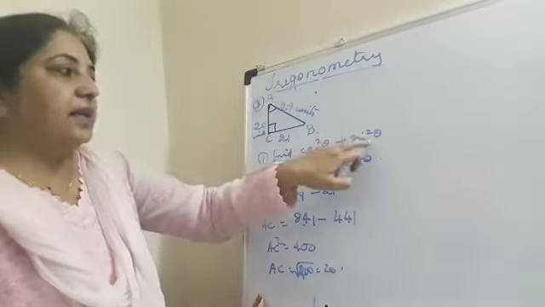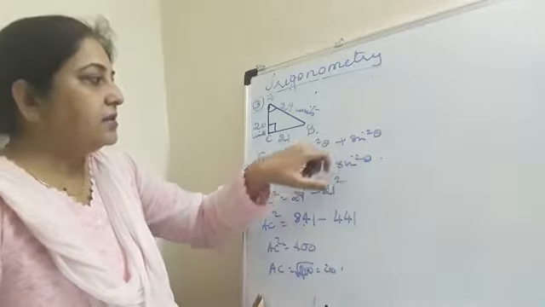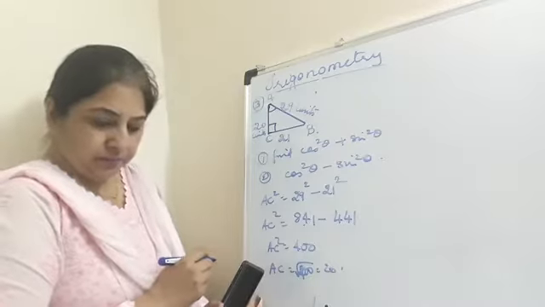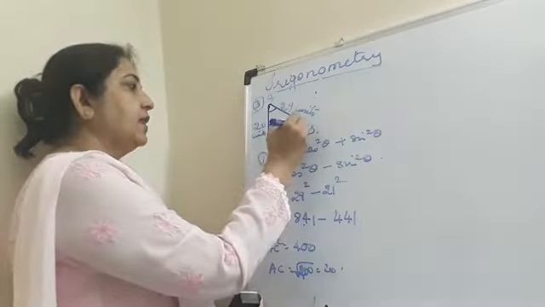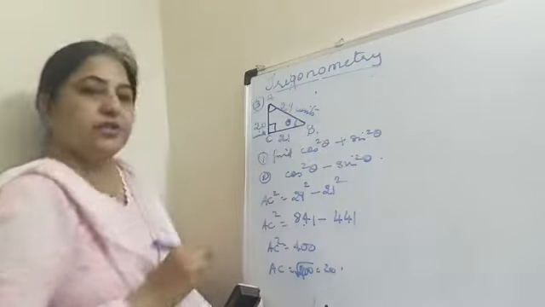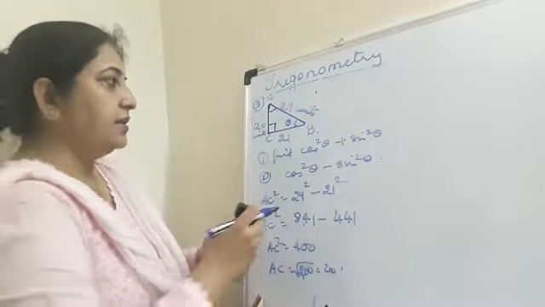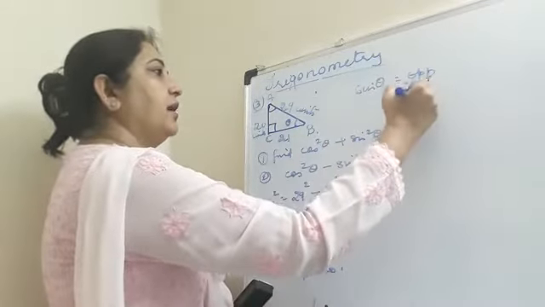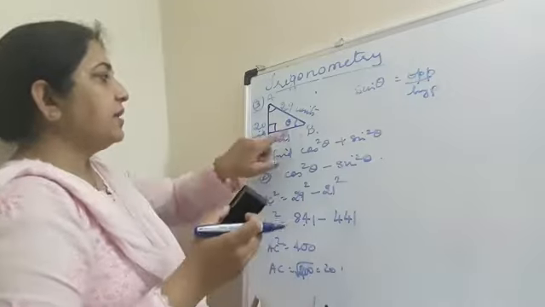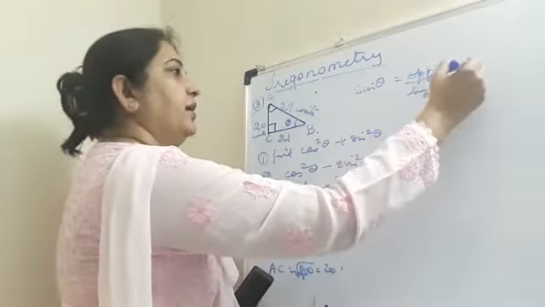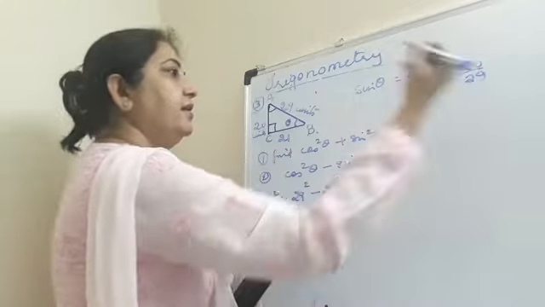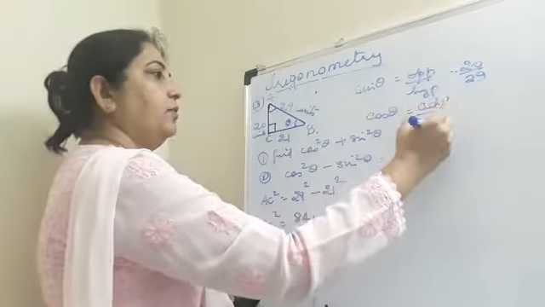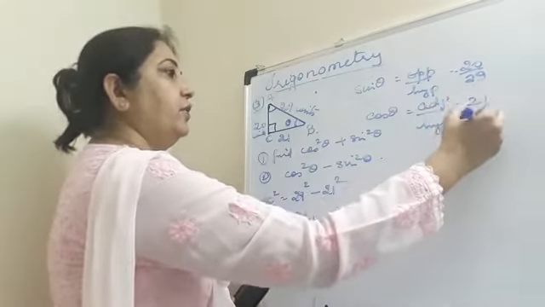Cos square theta plus sin square theta. When I say cos square theta, it means the square of cos theta, right? And here this angle is theta. Angle B is theta, which is given in the question. Now find sin theta. Sin theta is given by opposite upon hypotenuse. Which is the opposite side of B? 20. So I take 20 upon 29. This is sin theta. Cos theta is equal to adjacent upon hypotenuse, which is equal to 21 upon 29.